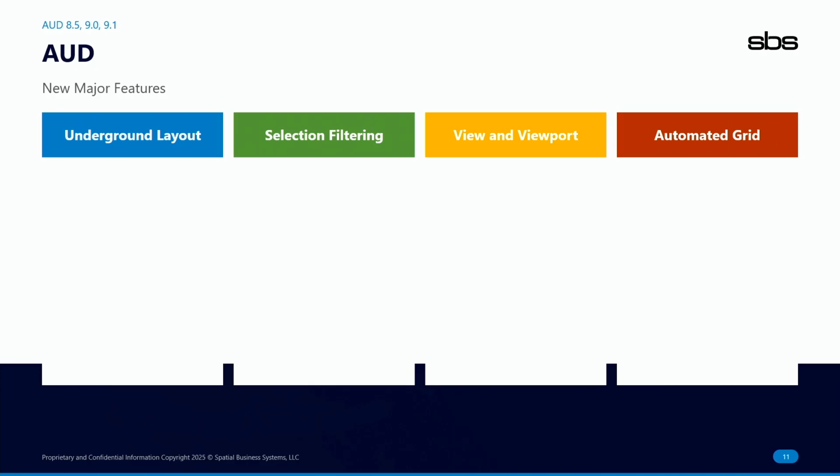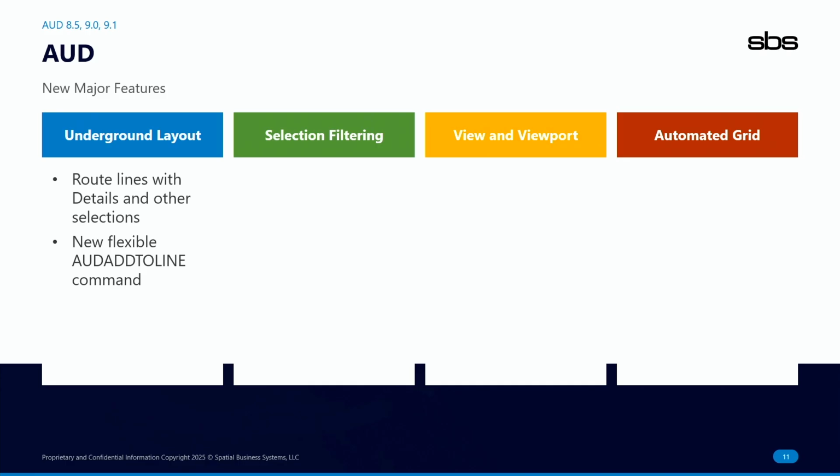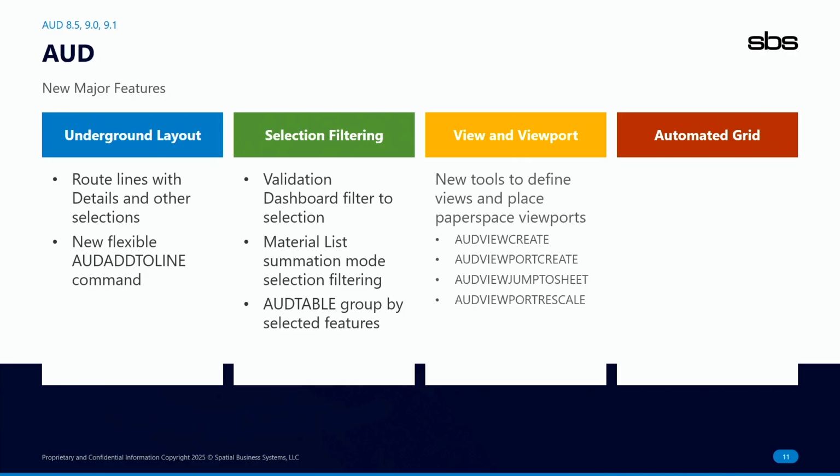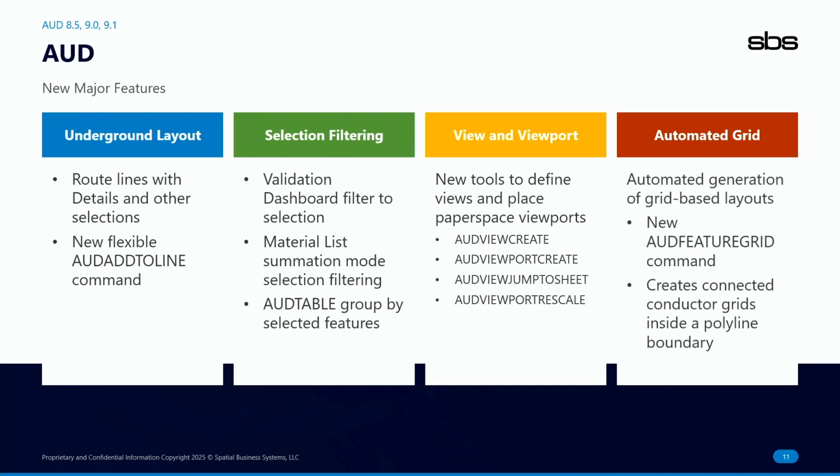So getting into the major new features in AUD, the underground layout tools will include the ability to route lines more easily and a new flexible command for laying out new contained cables, and selection filtering that allows you to filter down the validation panel. So you'll see that it can be kind of difficult to work with a long list of validation reports. Material list summaries that can be used to more easily get a quick summary of your bill of material for selected features. And then a set of new commands and tools for creating viewports and an automated grid generation tool.